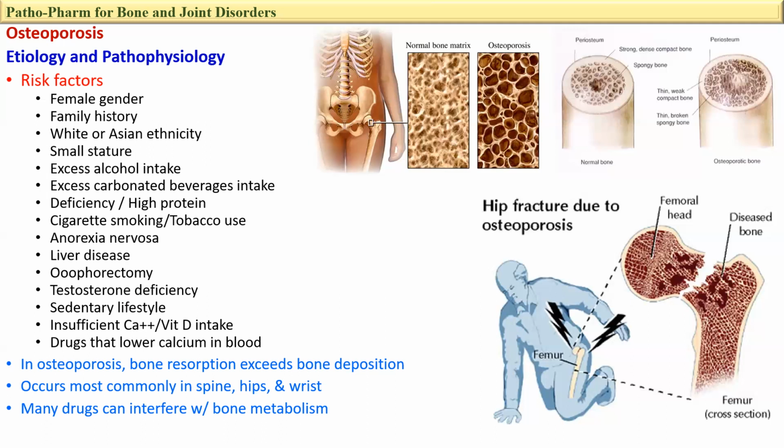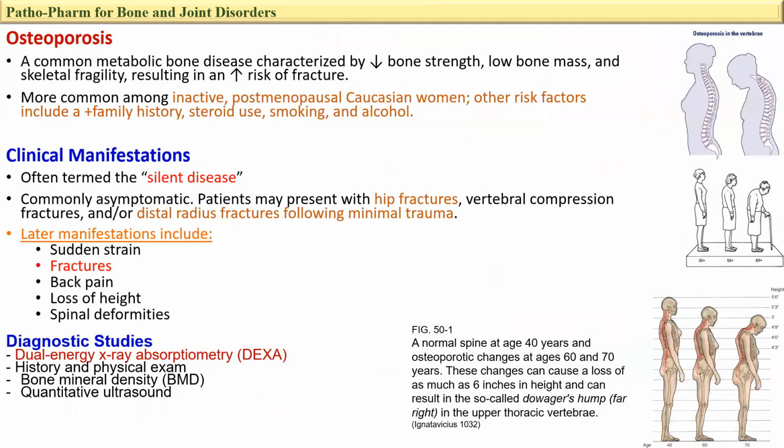So bone resorption exceeds, which means all these factors will result in osteoporosis, because the bone resorption again exceeds the bone deposition. Bone resorption again is the removal of calcium from the bone. It will exceed the bone deposition. So osteoporosis is a common metabolic disease characterized by decreased bone strength, low bone mass, and skeletal fragility, and results in a high risk for fractures.